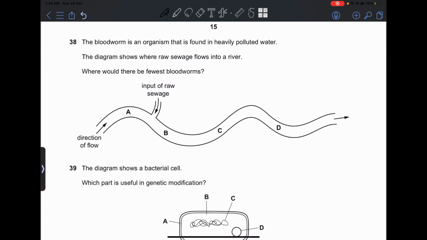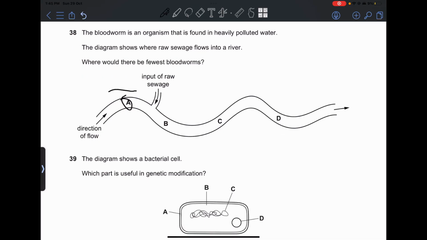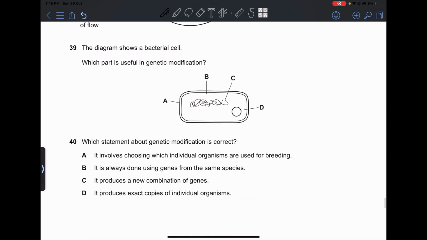38. The bloodworm is an organism that is found in heavily polluted water. The diagram shows where raw sewage flows into a river. Where would there be the fewest bloodworms? Of course, it will be least found in A because it is right here in this area before the raw sewage is inserted. So after the raw sewage is inserted, there will be a lot of bloodworms found in B, C, and D.